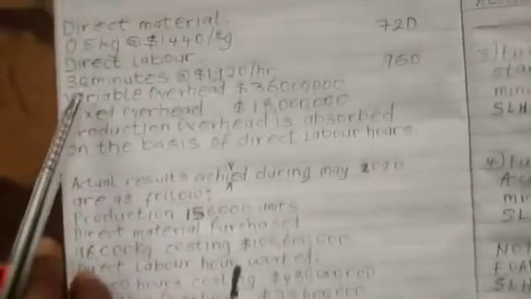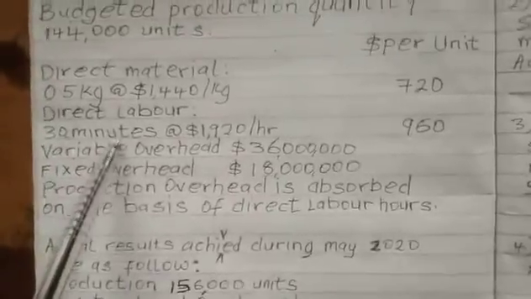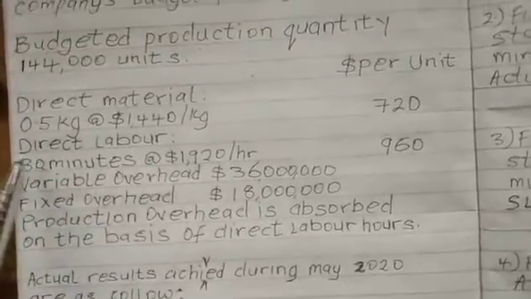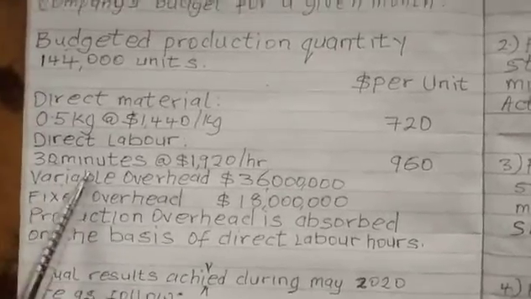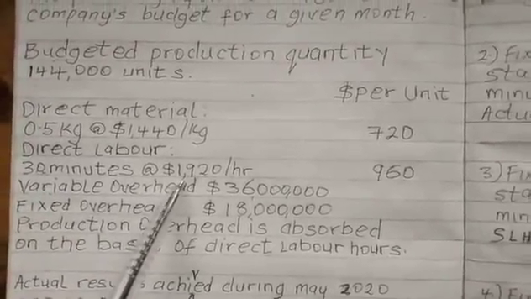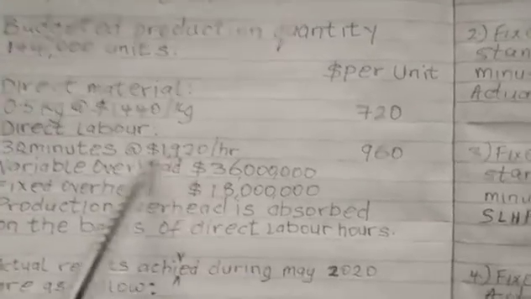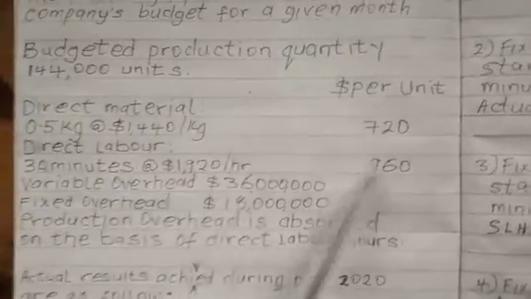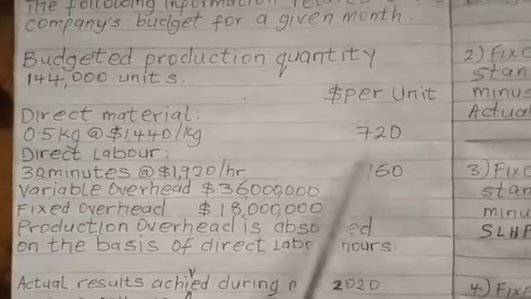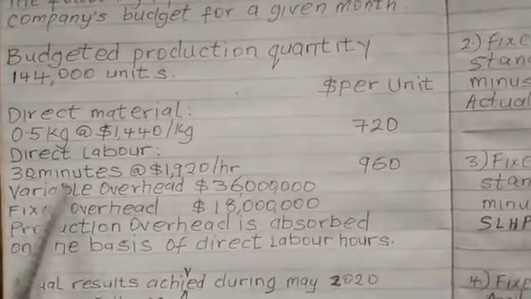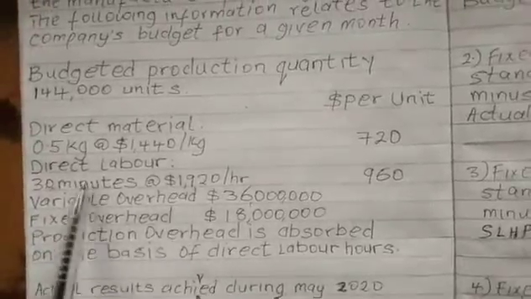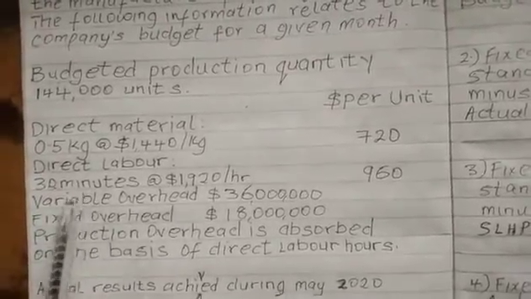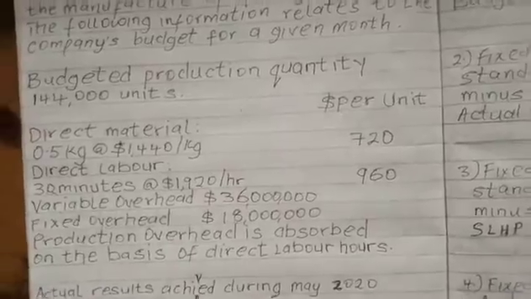The question says 30 minutes of direct labor hour at $1,120 per hour, costing $160 per unit. That is, 30 minutes were used for one unit. You are going to convert this 30 minutes into an hour.